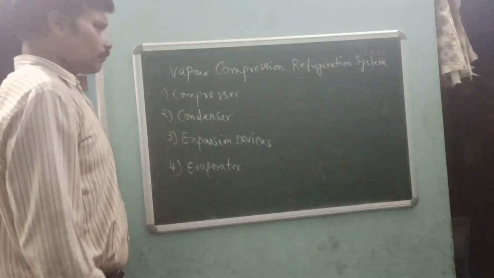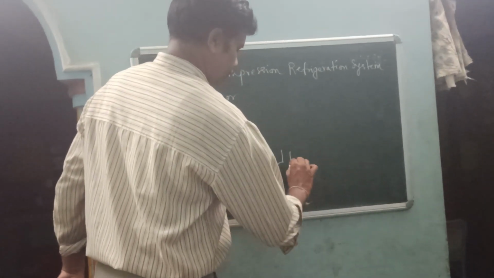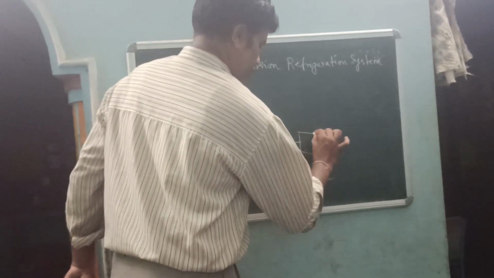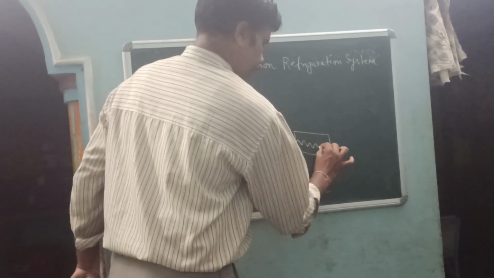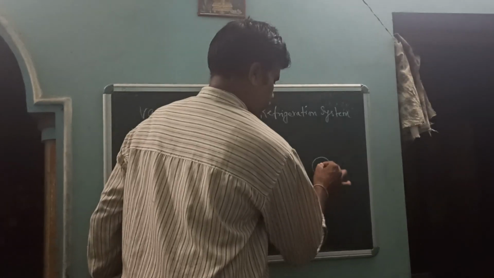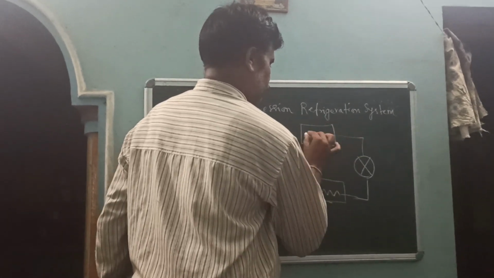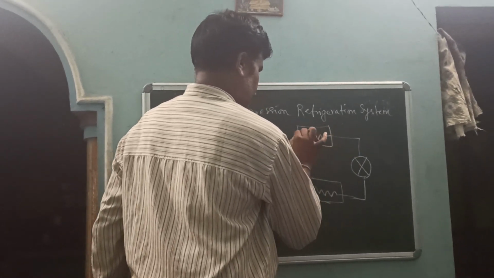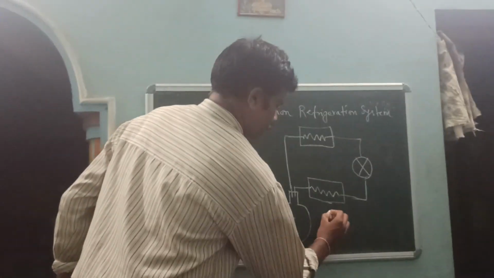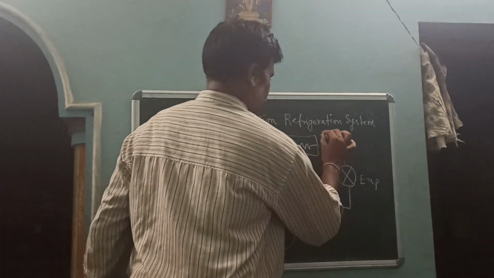Now let's look at the block diagram. Simple block diagram. This is the compressor. This is the condenser. Then expansion device. Then evaporator. Again join to the compressor, right? Compressor, condenser, expansion, evaporator.